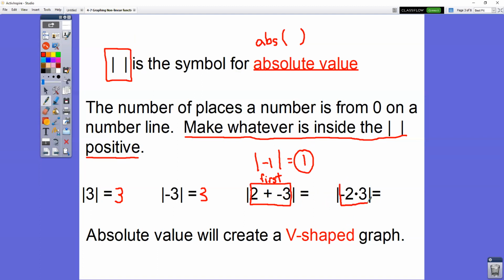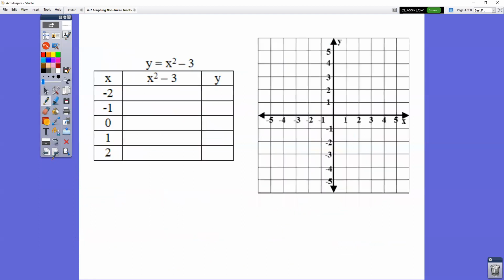So anytime you have an operation inside, you want to do that first. So in this one, we want to do the -2 times 3 first. -2 times 3 is -6. Then take the absolute value of -6, which is +6. So again, be very, very careful there. Anytime that you see this absolute value symbol in your equation, it's going to create a V-shaped graph. Again, sometimes it might be a V, sometimes it might be an upside down V. It all depends.